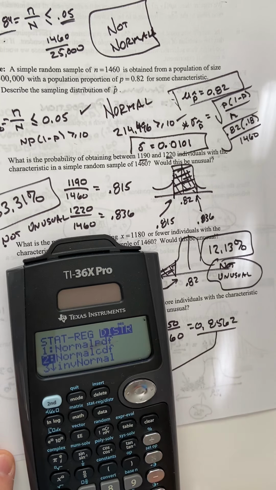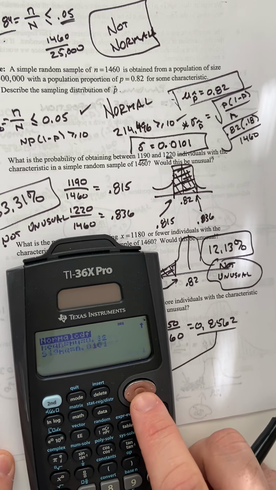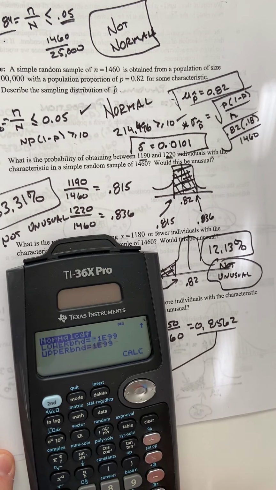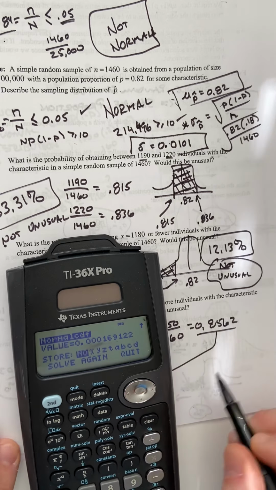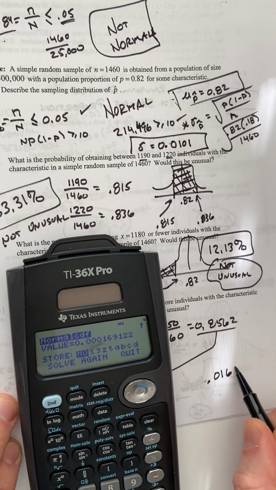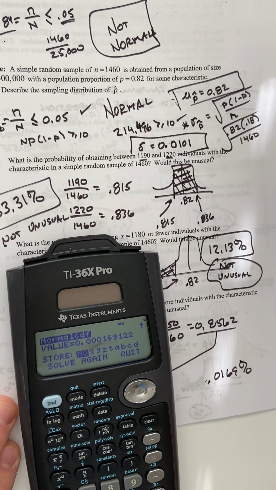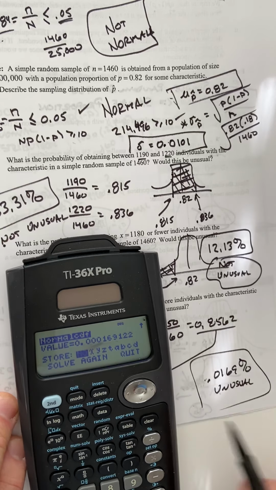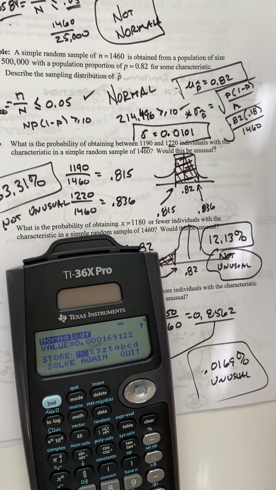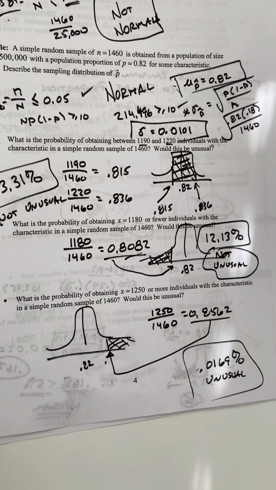So I'll just finish her out. Normal CDF. The average and the standard deviation stay the same. This time the lower bound is our 0.8562. Upper bound, positive infinity. Let's calculate it. Scooch, 0.0169%. And that is unusual. Why? Because that number is smaller than 5%. And we are done with page 4.